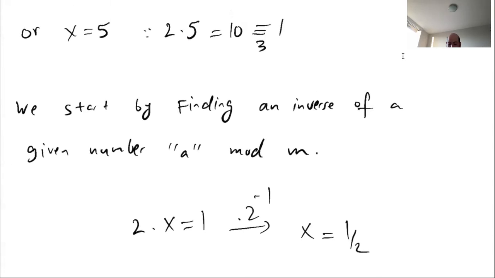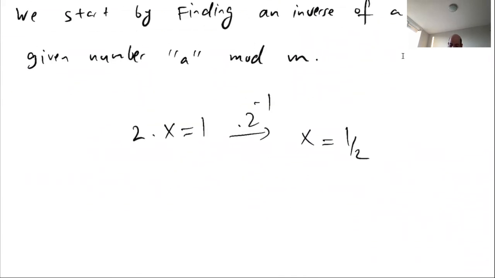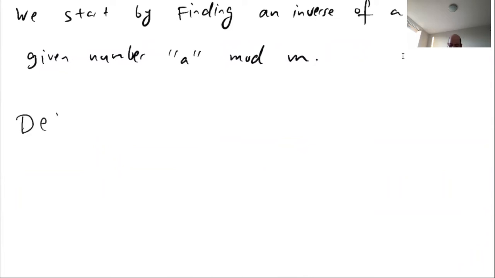Let's say our congruence is AX congruent B mod M. We want to multiply both sides by the inverse of A, but the inverse of A is the inverse mod M. What is the meaning of inverse mod M? Let me first give you the definition of inverse mod M, and then I'll tell you the recipe to find the inverse of a number mod M.